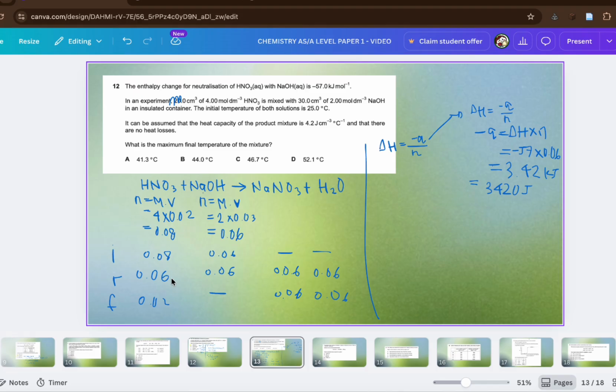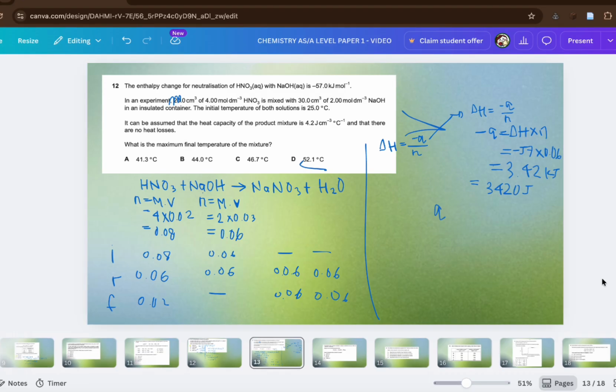Okay, we got the energy here, the Q here. Next, we'll just need to find the temperature. Q, plug in the full equation, which is Q equals mass times heat capacity of water times the change in temperature.